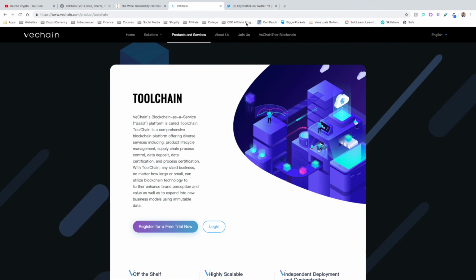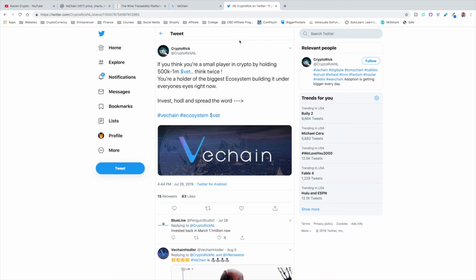So last little bit that I have for you guys here to kind of restore a little bit of hope for you hodlers. I got a tweet from Crypto Rick. So if you think you're a small player in crypto by holding 500,000 to a million Vechain, think twice. You're a holder of the biggest ecosystem, building it under everyone's eyes right now. So invest, hodl, and spread the word.